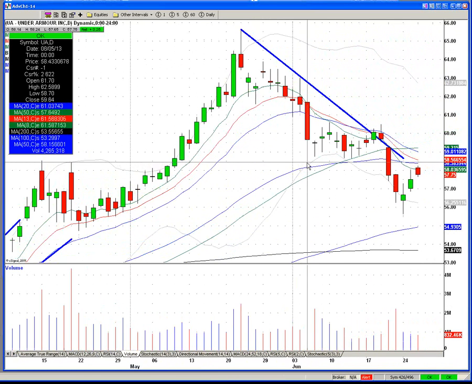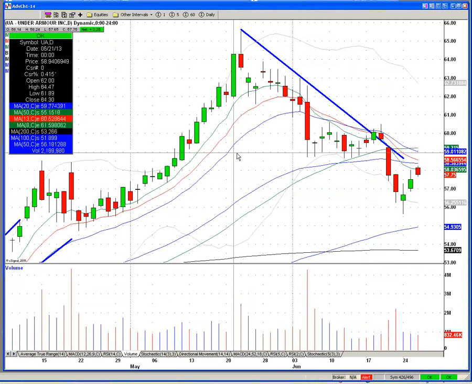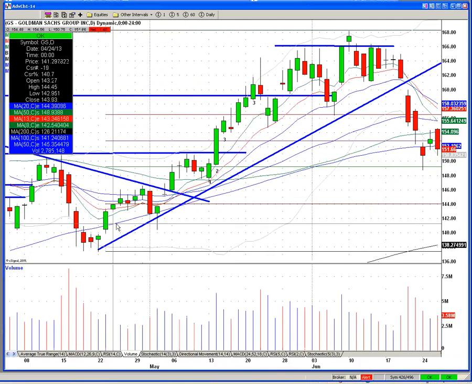Let's see. I'll go back to that TA page scan so we can see what I've covered so far. Again, inside weeks are really great patterns, especially on failures. I'll even say the Doji patterns as well are excellent patterns to pay attention to. If you can also get a Doji pattern, say with something like, I'll go back to Goldman.